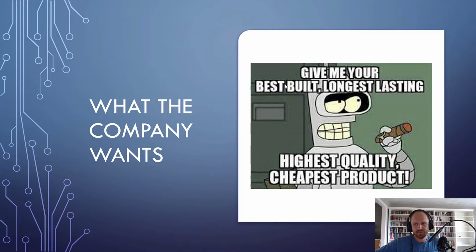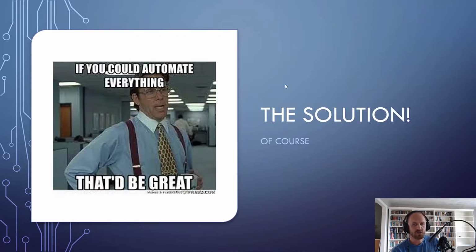So when it comes to API testing, what does the company want? Well, I think what companies want out of their software is the best built, longest lasting, highest quality, cheapest product, right? They want high quality, but nobody wants to spend a lot of money on it. And understandably so, businesses are in the business of making money. So they want to get good quality stuff without needing to fork out high-end prices for it. So what do you do? How do you get good quality at an affordable price?